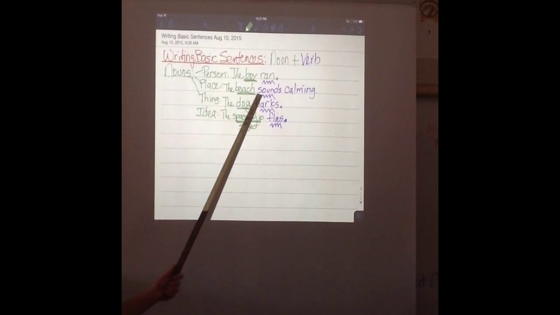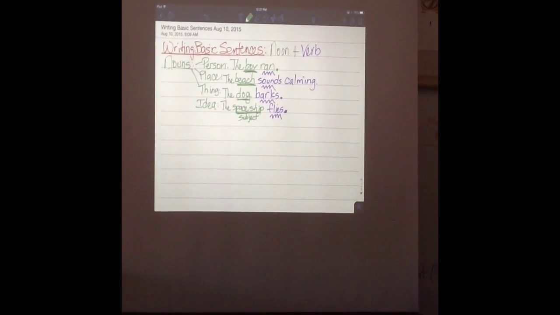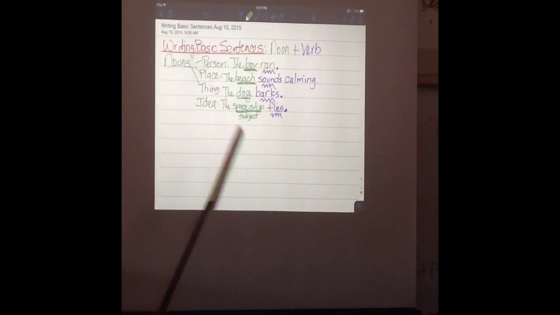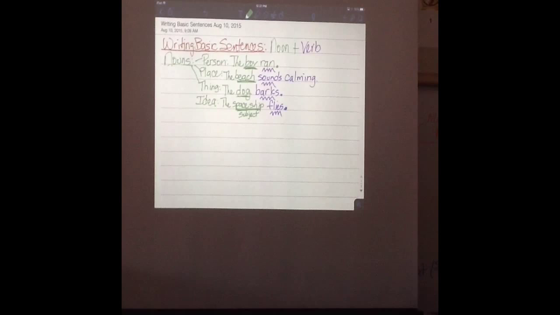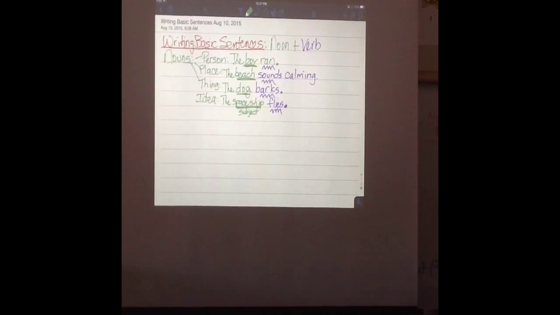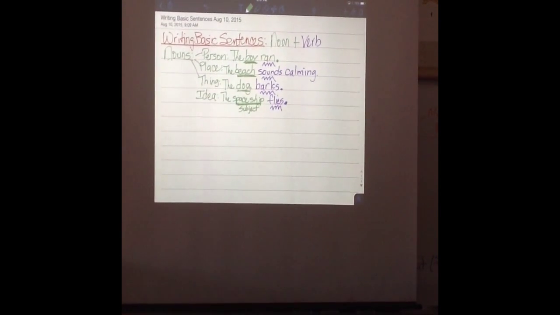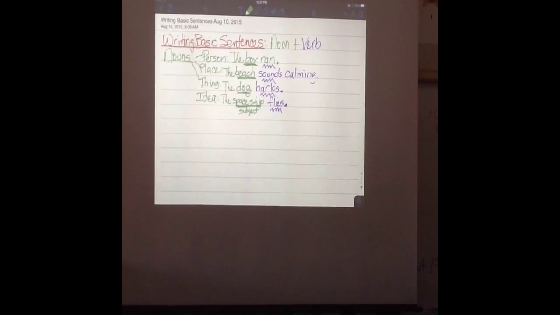Because the beach is the one that has the sounds, right? Yes. How about the thing? The dog barks. Which one's the subject? Dog, because it's doing the barking. Are you with me? And the idea is the spaceship flies. What is the subject? Spaceship. And you can see that the verbs are things that we can hear, see, and things of that nature, right? Okay? Now, I'm going to want you to do 10 of these sentences tonight on your own. Just look around.